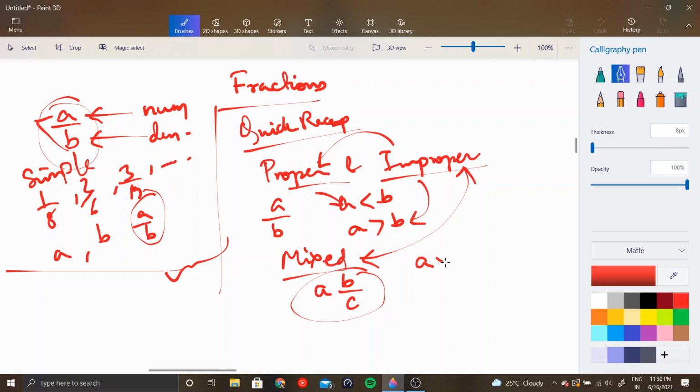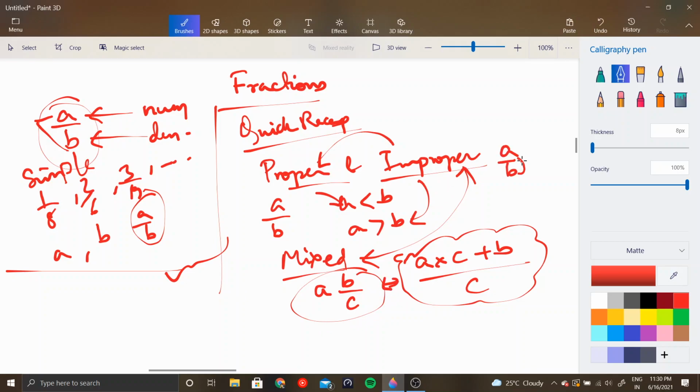So the conversion between mixed and improper fractions was like this. You had a into c and you added b to that, and you divided the entire term by c. This was the conversion from a mixed fraction to an improper fraction. And similarly, from an improper fraction, you just needed to divide. The quotient would form the integral part, and the remainder by the divisor would form the fraction part. Correct? So that's what we looked into in the previous class.